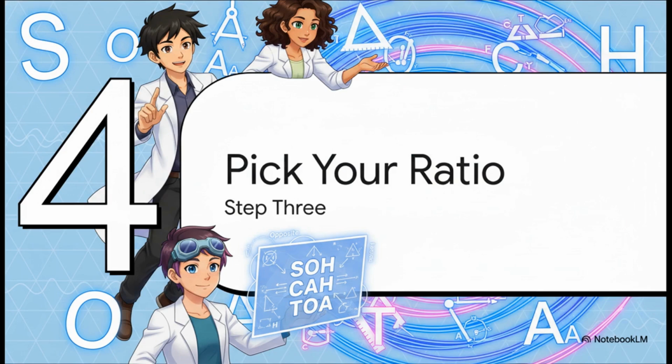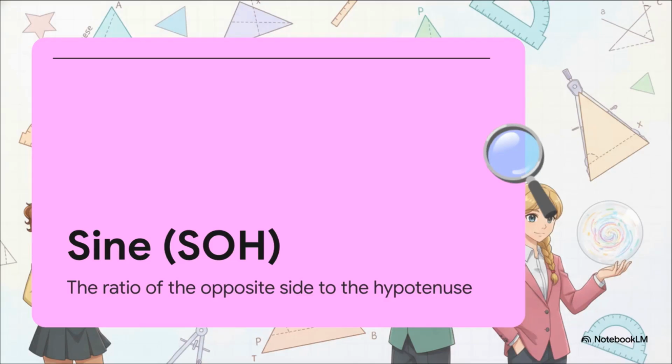Okay, let's look at part 4. Step 3, pick your ratio. All right, this is where we bring in our ultimate toolkit. Based on that exact pair of known and unknown sides you just locked onto, you're going to use the SOH CAH TOA mnemonic to pick the perfectly right formula. First up is sine, represented by SOH. SOH means sine equals opposite over hypotenuse.